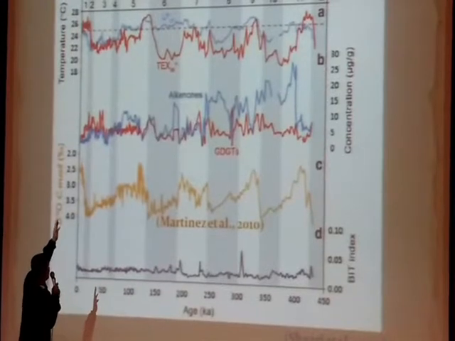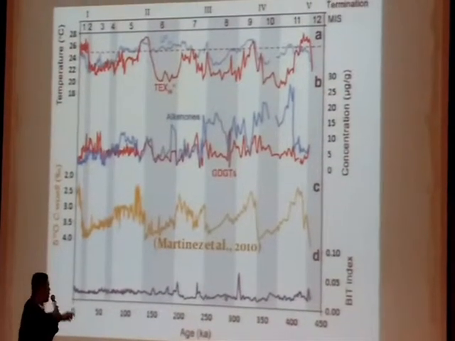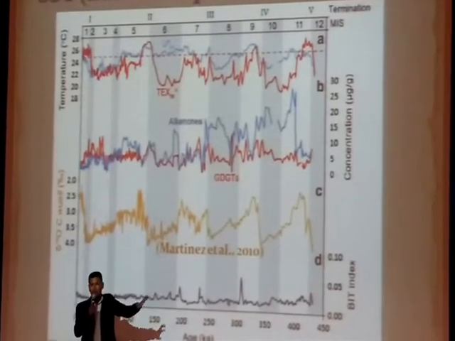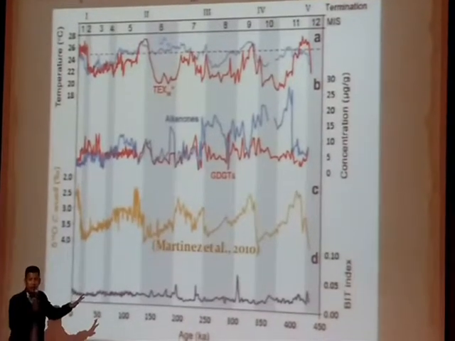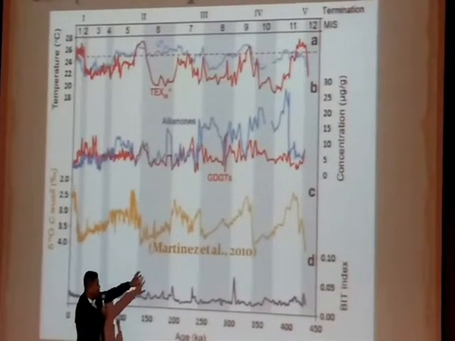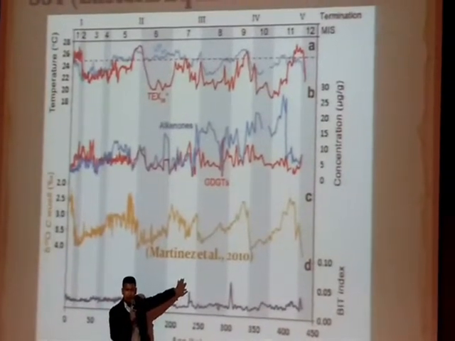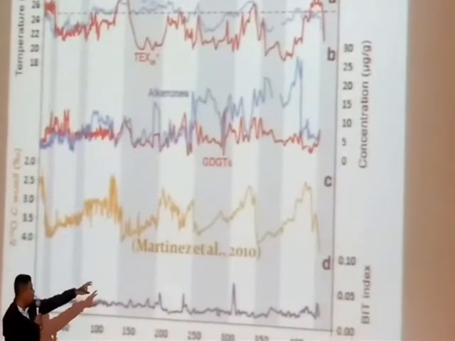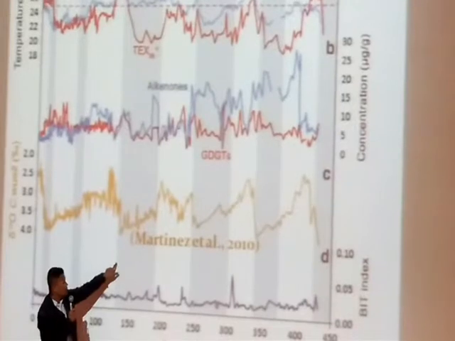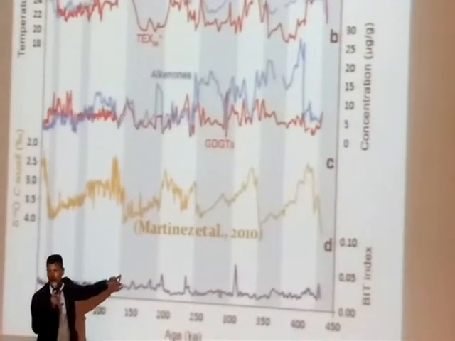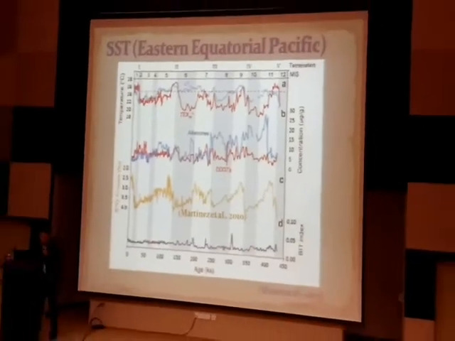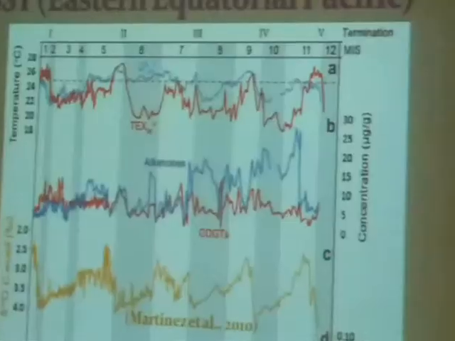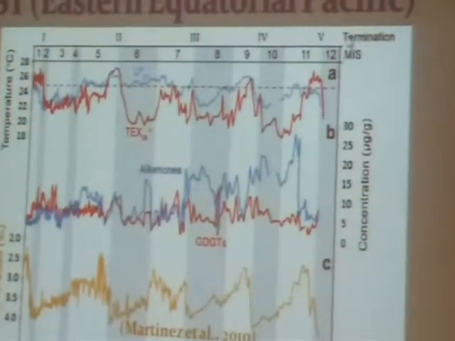So we know the difference between this one, the shaded color, represents the cool interval, and the white one is what? Warm interval. So it's like a cyclicity here, and in between the warm and cool is a termination event. So that's why I put the numbers at the top as events: Termination 1, 2, 3, 4, and 5.